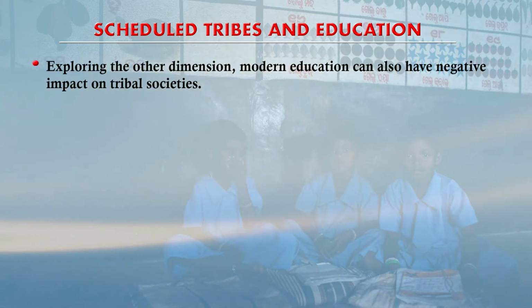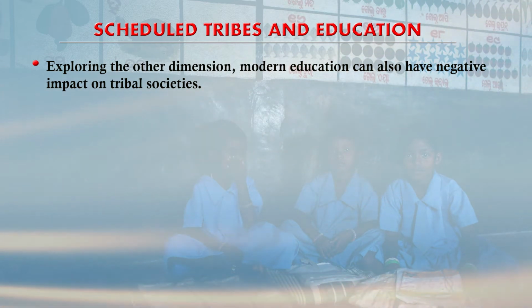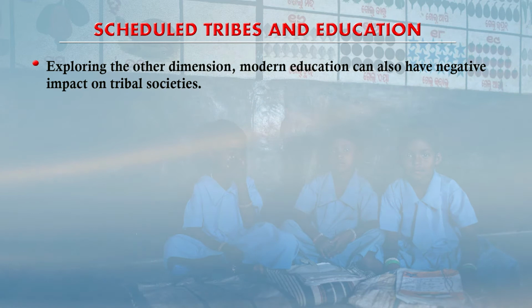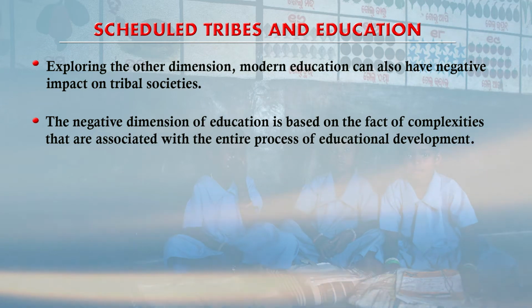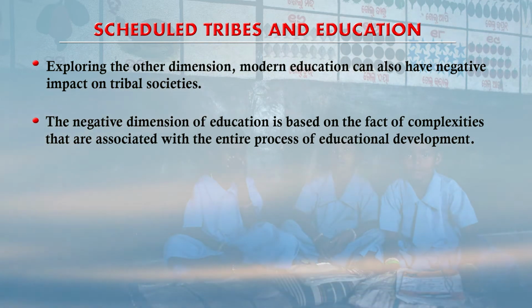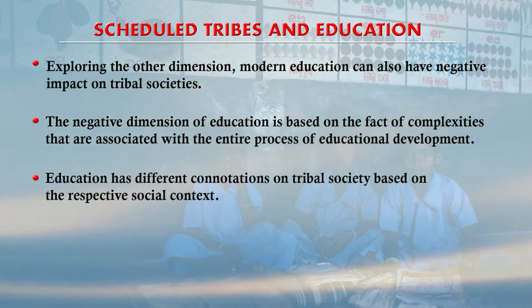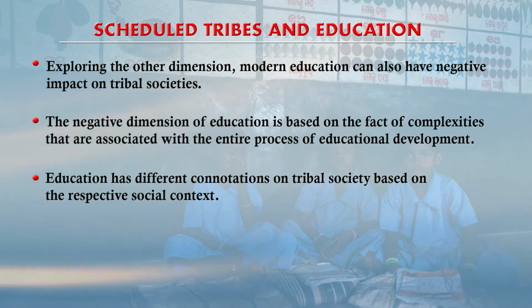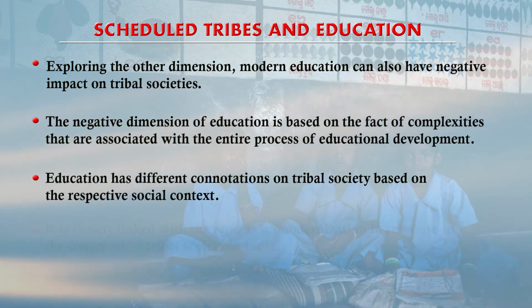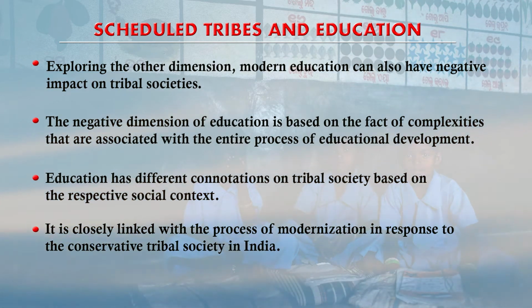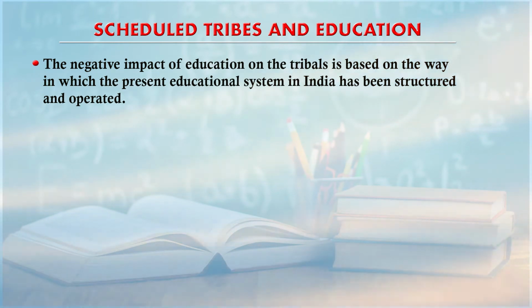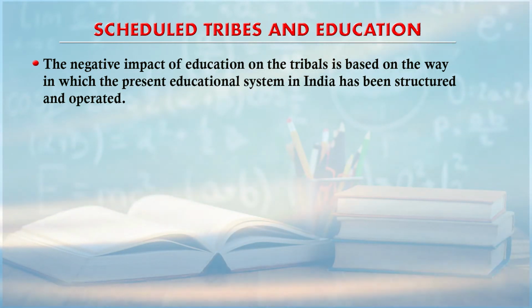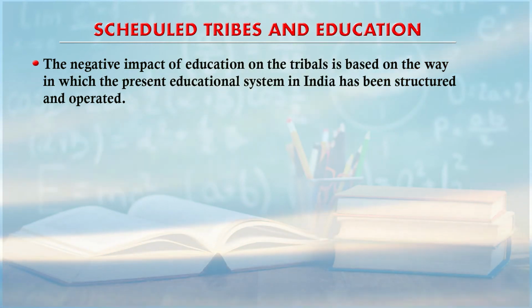Exploring the other dimension, when we look at modern education, it can also have a negative impact on tribal societies. The negative dimension of education is based on the complexities which are associated with the entire process of educational development. So, education has different connotations for tribal society based on the respective social context. It is also closely linked with the process of modernization in response to the conservative tribal society in India. The negative impact of education on the tribals is based on the way in which the present educational system in India has been structured and operated.